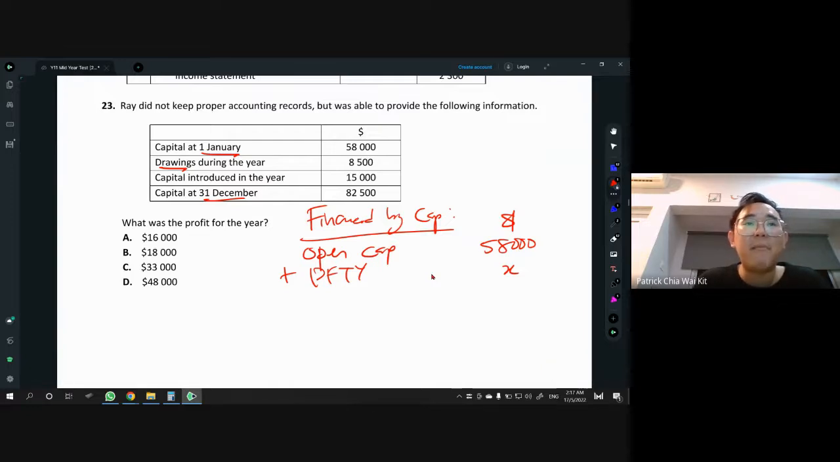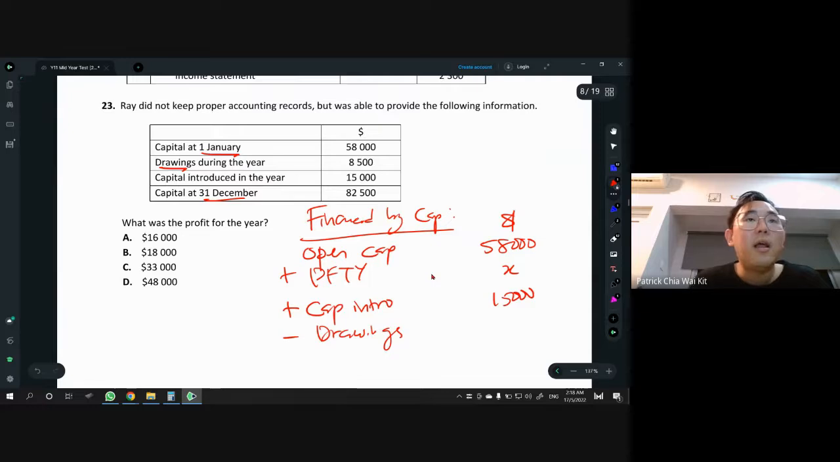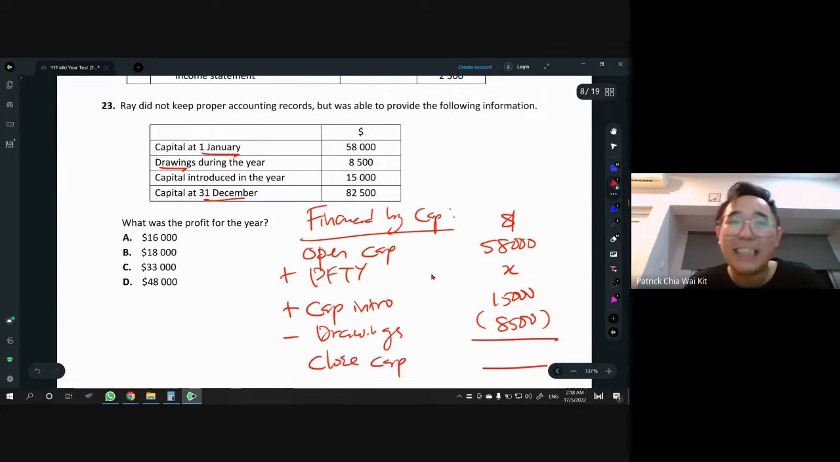And then we have capital introduced. We need to plus capital introduced, which is also known as additional capital. Just plus them, 15K. And then closing, right? Wait, there's a drawings here. Yep, need to minus drawings. Always minus. So 8,500, I put bracket. And what do we get here? We get the closing capital. And closing capital is given, which is 82,500.